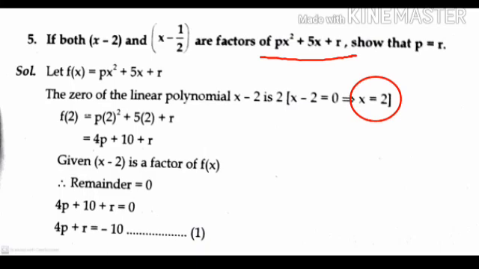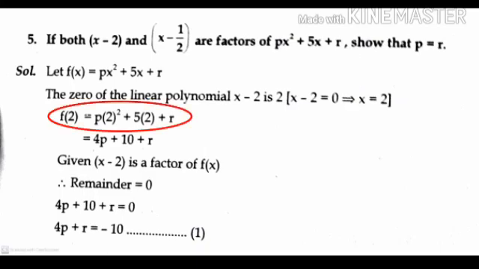Now x place substitute 2. That is f of 2 is equal to p into 2 square plus 5 into 2 plus r. That is equal to 2 square means 4, 4 into p, 4p, plus 5 2s are 10 plus r. Given x minus 2 is a factor of f of x. Therefore, the remainder is 0. 4p plus 10 plus r is equal to 0. 4p plus r, that is equal to minus 10. It is equation 1.